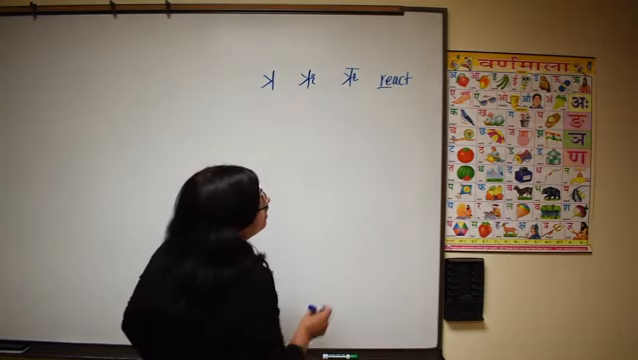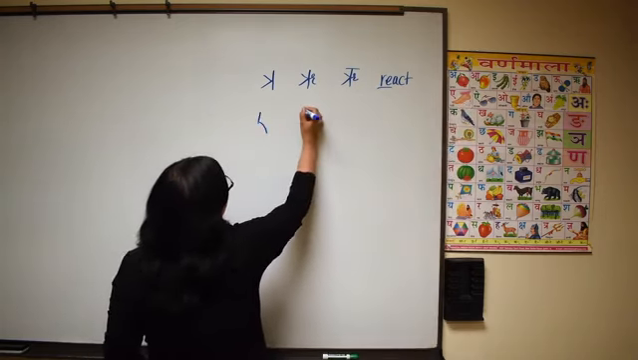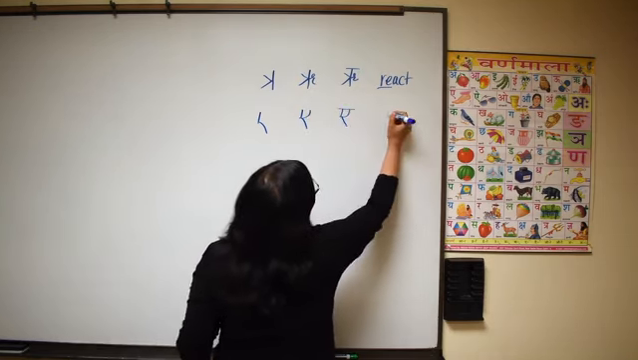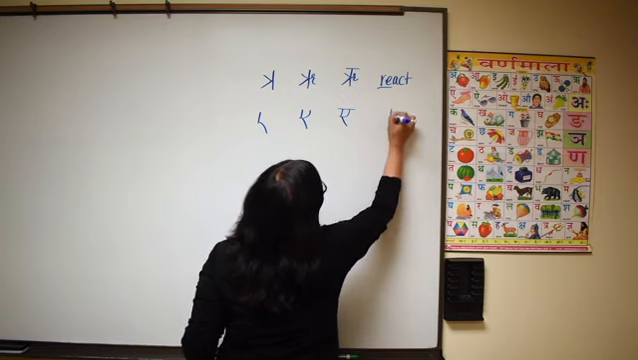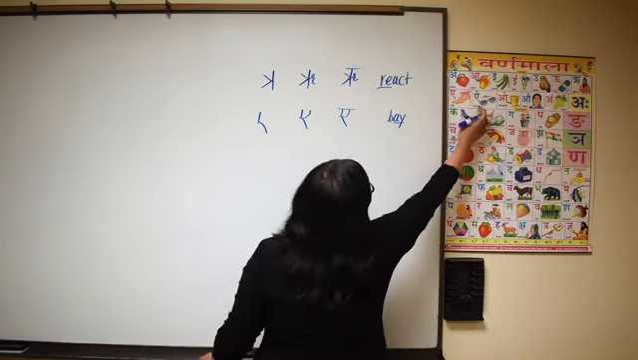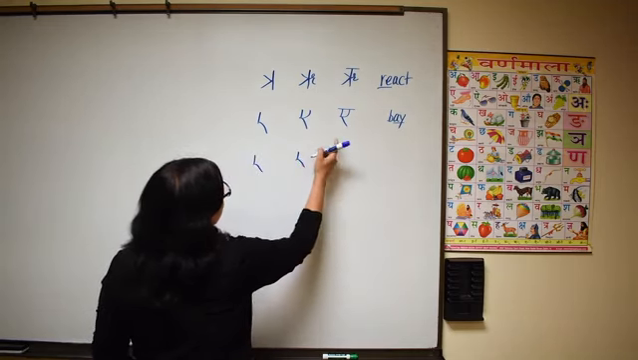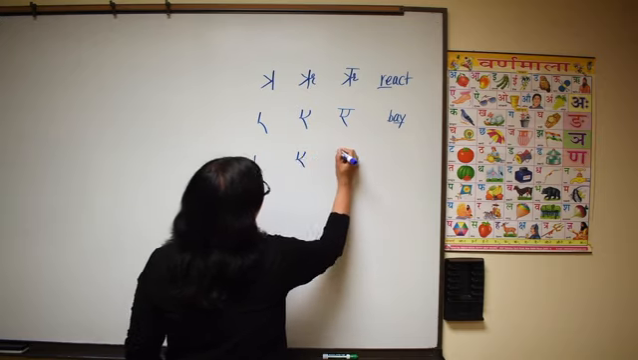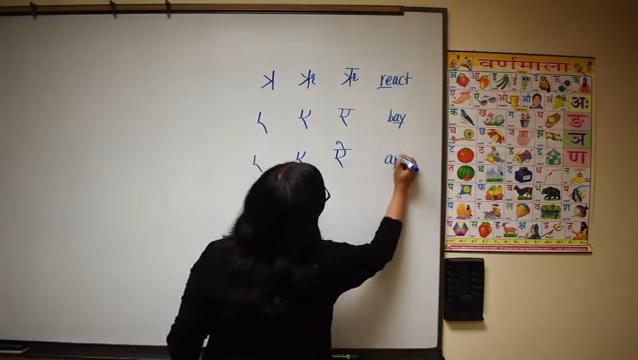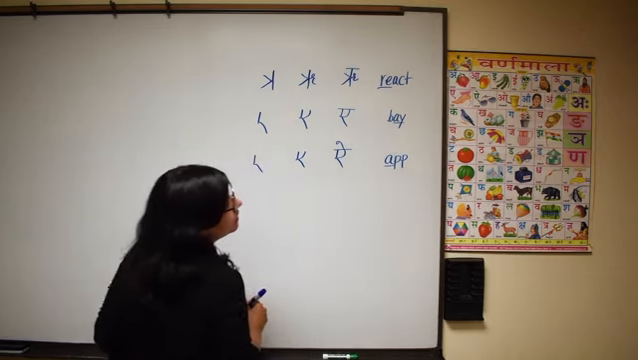Okay. The next one is A. So here's how we make that. Like that. And that is A, as in San Francisco Bay. Okay. The next one is A. Okay. It's very similar to A in shape. The only thing is that it has this balloon on top, okay? And that is A, as in app or ash, okay?